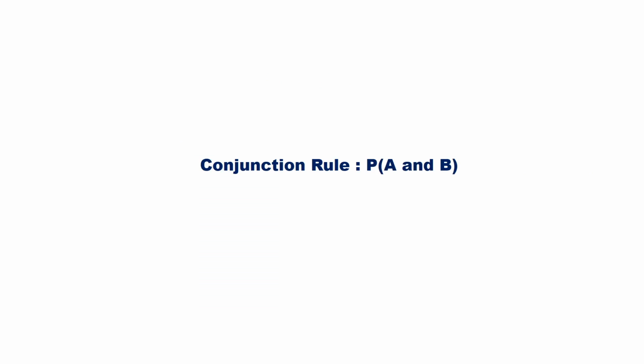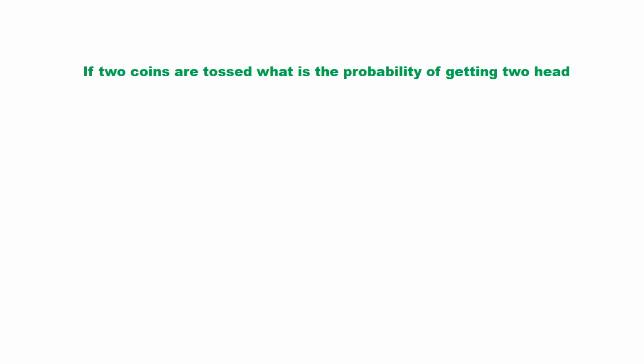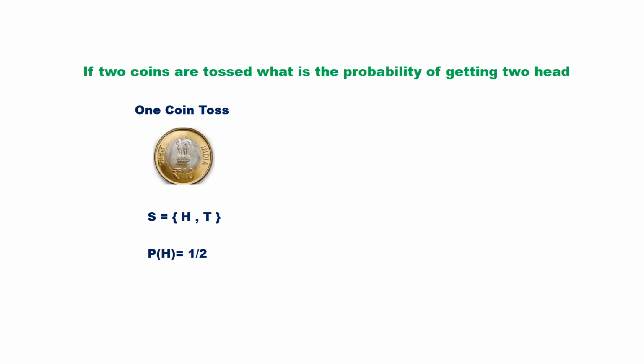Next, we will look at the conjunction rule. Let us consider the example of coin toss. If we toss two coins at the same time, what is the probability that both coins will land heads? If one coin is tossed, the sample space is just head and tail. The probability of getting a head in tossing a single coin is 1 by 2.